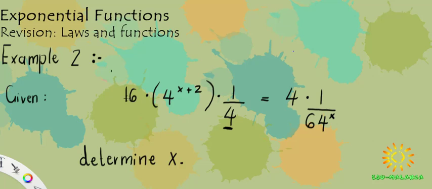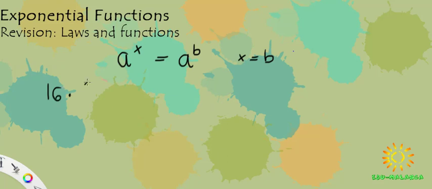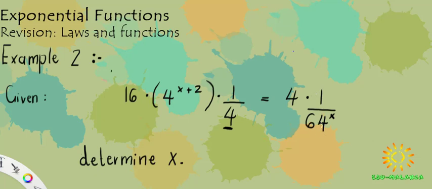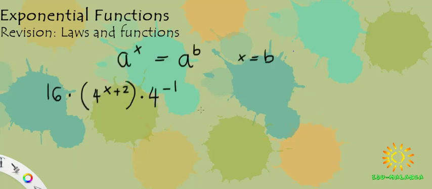We'll start on this side. I'm going to rewrite the equation on the next page, but I'm going to change 1 over 4 using the inverse power law. So the equation will then be 16 times, keep the brackets, 4 to the power of x plus 2, close, times 4 to the power of minus 1. And then I'm also going to change this side as well using the same law. So it'll be equal to 4 times 64 to the power of minus x. Now that we have removed all the division, let's turn 16 and 64 into 4 to the power of something.